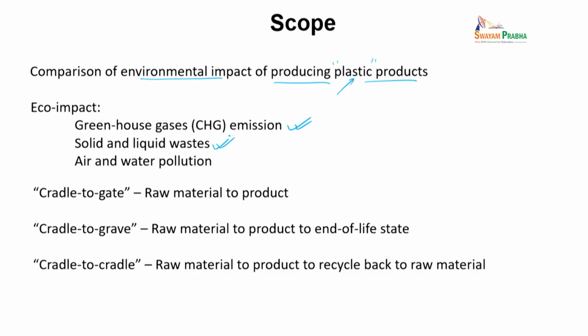Then we also want to know how much solid and liquid waste we are going to create. Whenever we manufacture something, we consume raw material and produce a product, but the product will not always be a pure product. There are going to be some impurities, some waste that has to be separated.